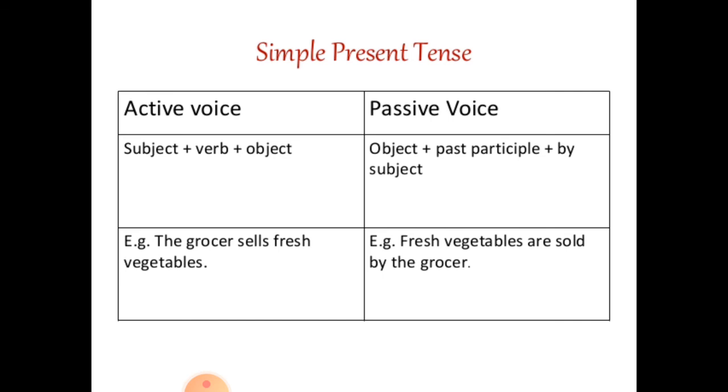See, fresh vegetables are what? They are the object. Are sold, past participle. And by we have to add, and the grocer is the subject.